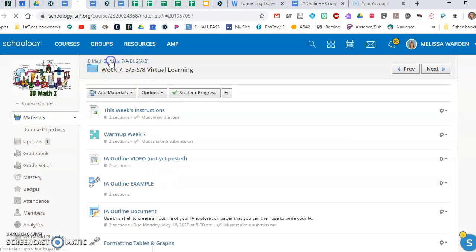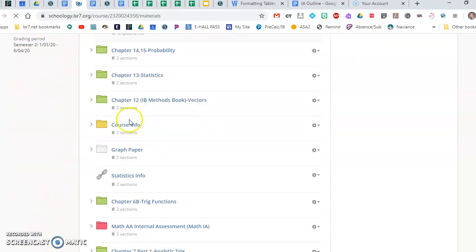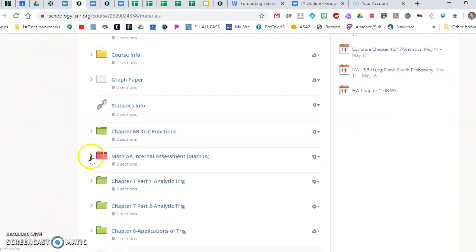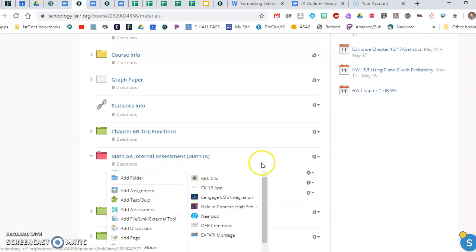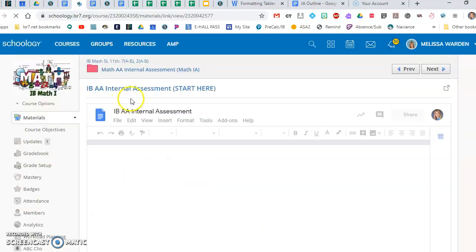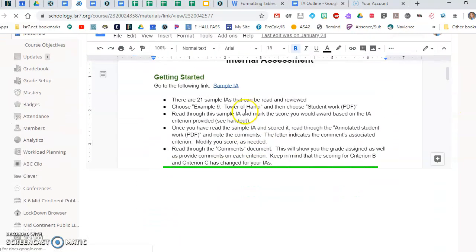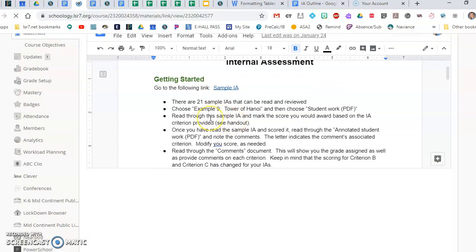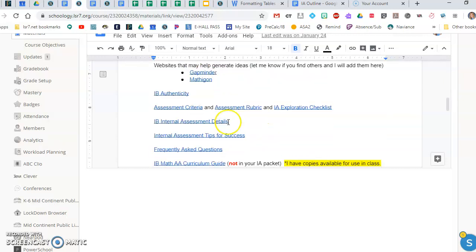The other thing I want to mention: you have an IB pack, or an IA packet, that I gave to you guys. It's pretty thick. But down here in your Math IA folder is where we started a while back. A lot of this stuff is what you were given, but I mentioned starting here. If you're still working on what your topic is going to be, we've given examples here, and I've given you other places to look. Some of you I've talked to, so I could talk to you more about that. Then there are helpful documents, which are also in your packet, so I would look back over them.